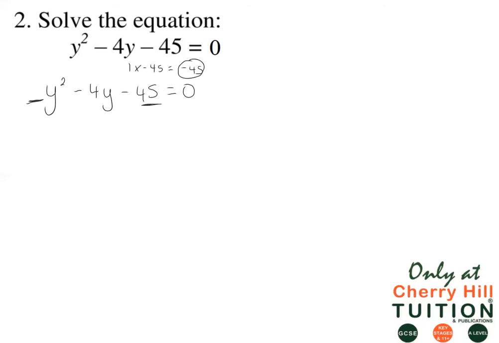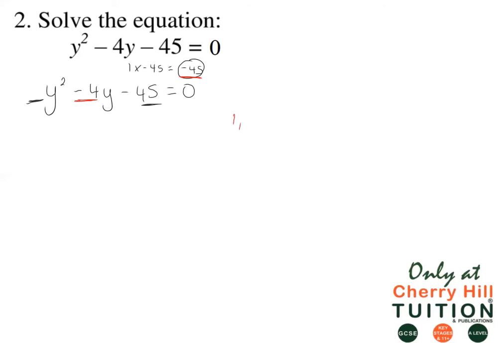We now need two numbers that add to give us minus 4, the coefficient of y, and multiply to give us this number here. The first thing that we should do is list all the pairs that multiply to give us minus 45 and then see which pair adds up to minus 4.